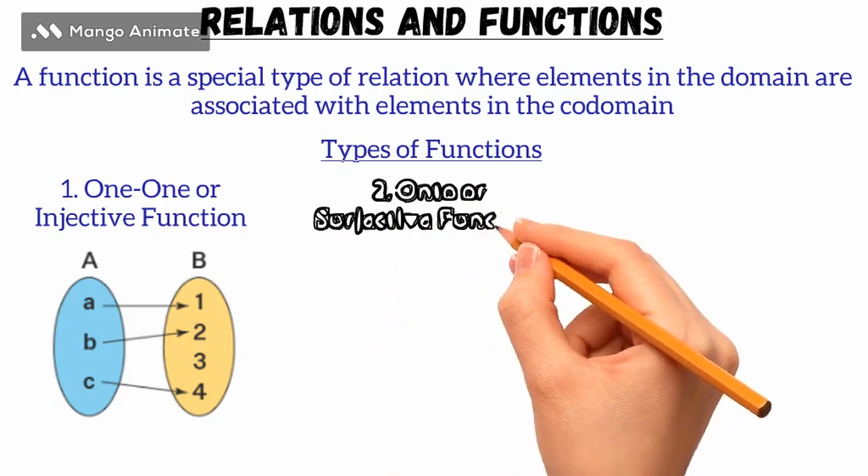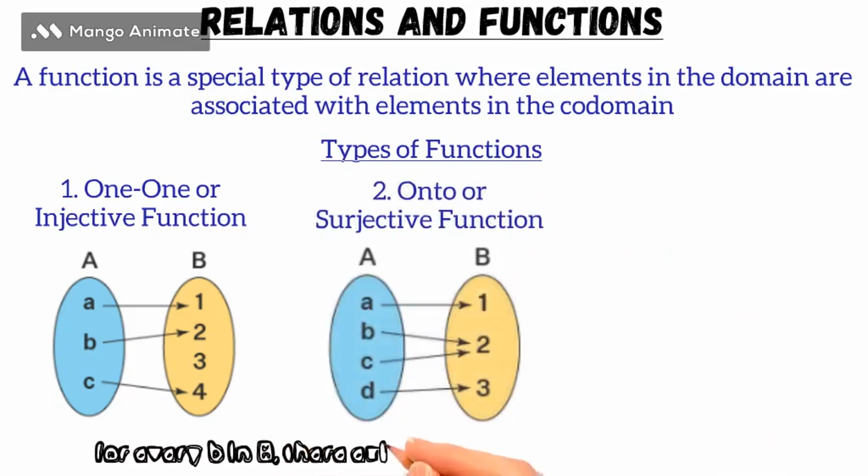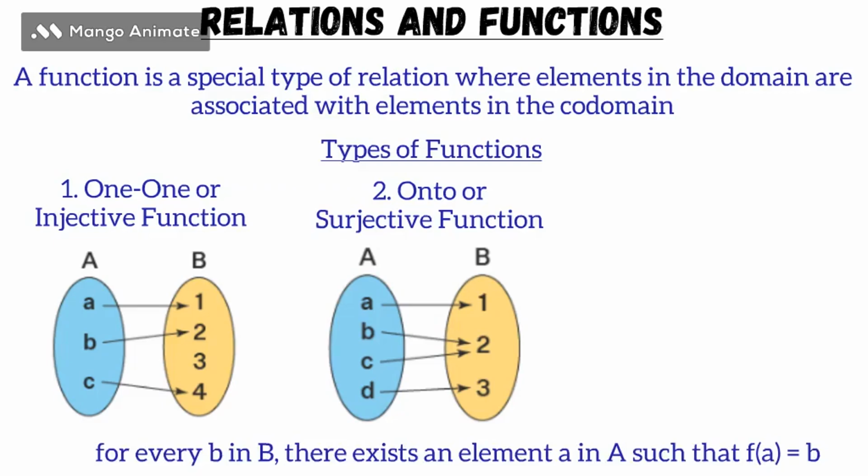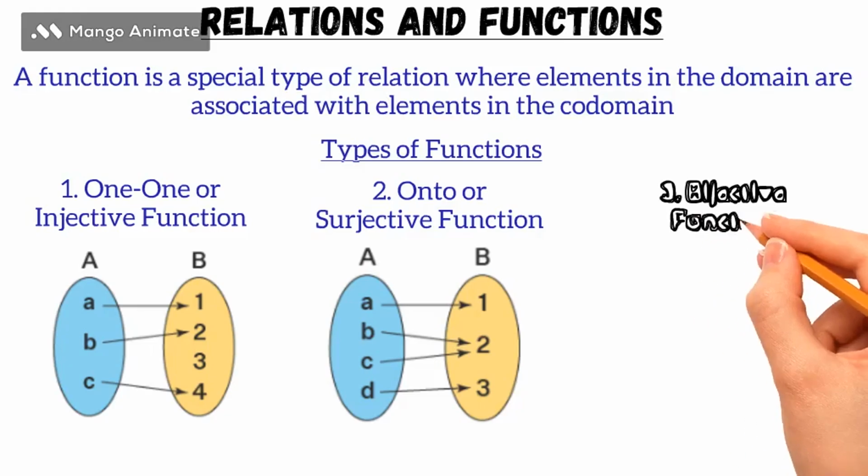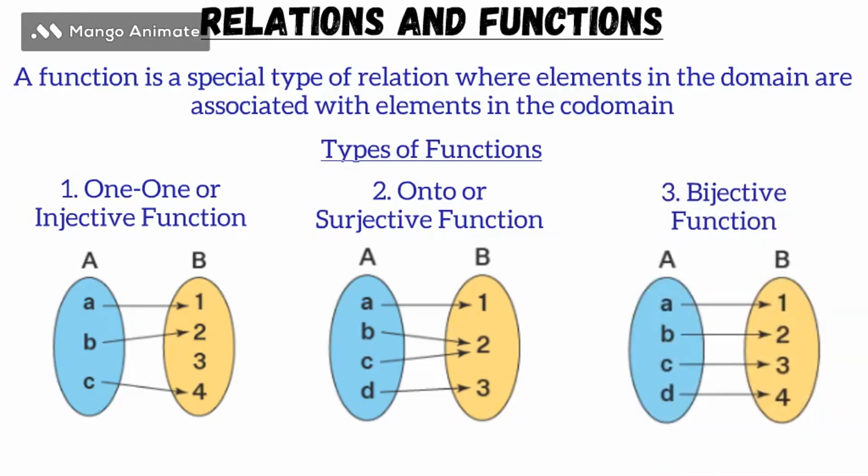Onto function. Every element in the codomain is an image of at least one element from the domain, which means that every B has at least one matching A, and there won't be a B left out. Bijective function. When a function is both one-to-one and onto, this means every A has a unique B and there is no B left out.